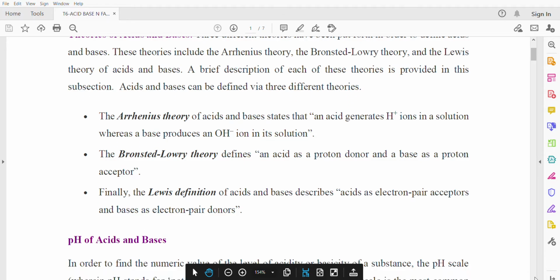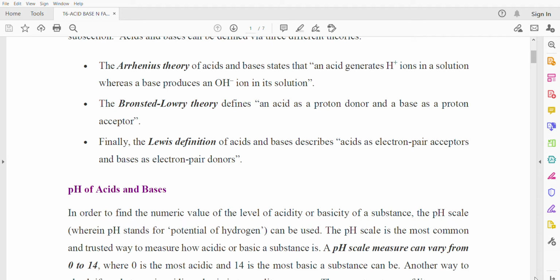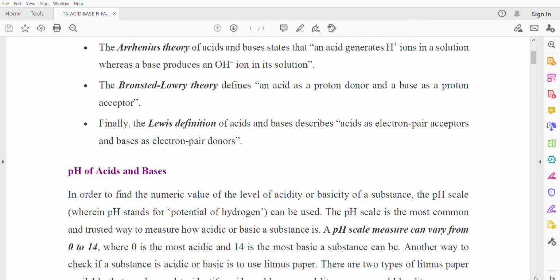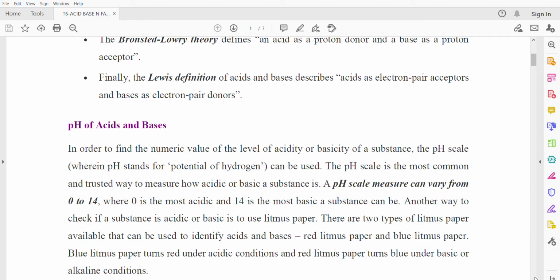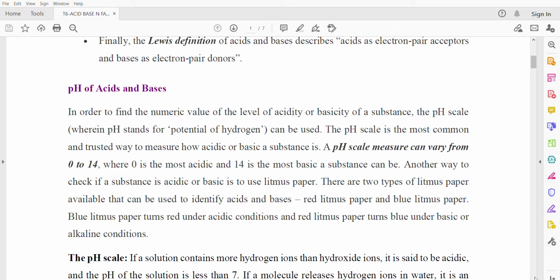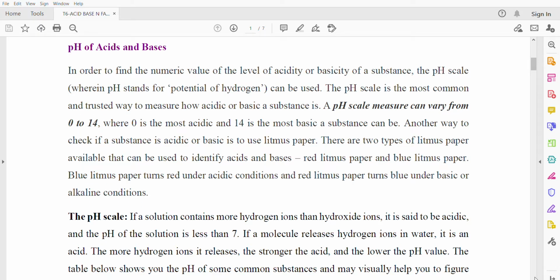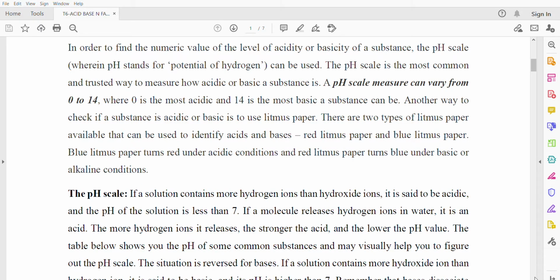What is Arrhenius theory? It is very simple: dissociation of protons in water will be an acid, and if any compound dissociates in water with hydroxyl ions, it will be a base. Bronsted-Lowry: proton donor or proton acceptor. And according to Lewis, anything which is an electron acceptor will be an acid and an electron donor will be a base. Then I told you how we measure with the scale of pH. It is discussed in detail in my previous lecture.